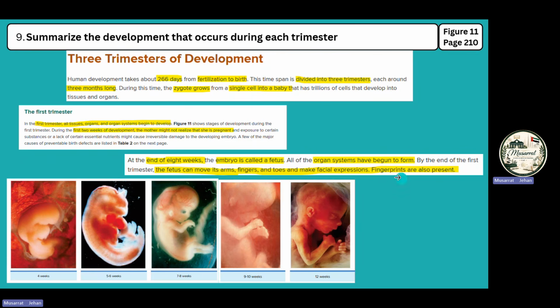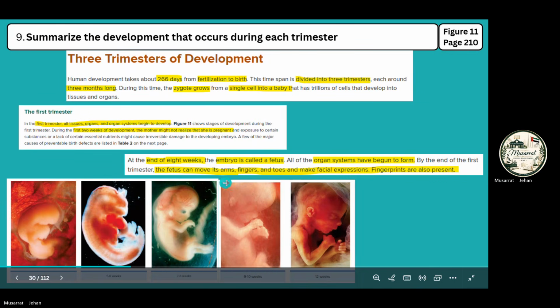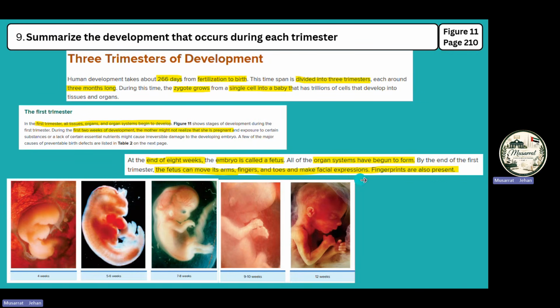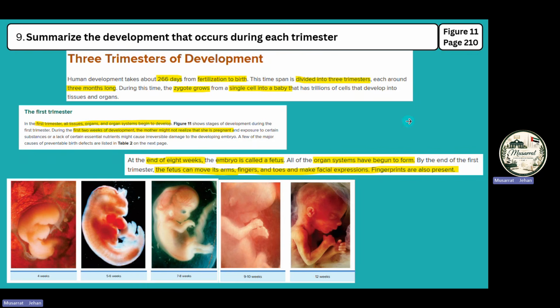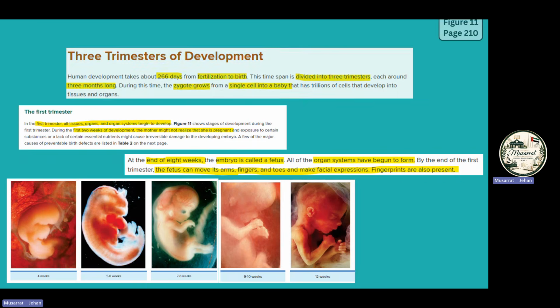All of the organ systems have begun to form. By the end of the first trimester, the fetus can move its arms, fingers, and toes and makes facial expressions. So you can see here. Fingerprints are also present. So this is happening in the first trimester, that is the first 3 months.